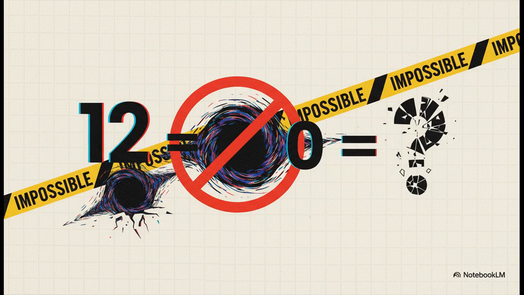Think about it. If you have 12 cookies, how can you share them among 0 people? The question doesn't even make sense. So just remember that. Dividing by 0 is the one thing in math that is truly, completely impossible.